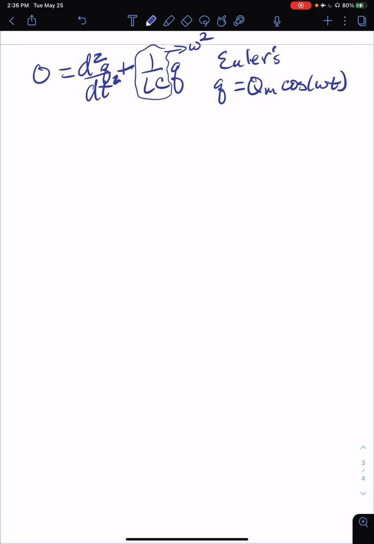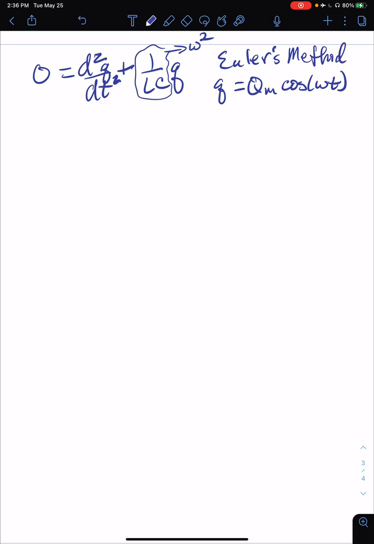So I had a little issue. Stopped the video earlier. So we noticed that we have this second derivative of charge with respect to time plus some constant times charge equals 0, which means it has to be a simple harmonic oscillator, meaning the junk that I've drawn a box around must be omega squared. Using Euler's, why did I just write the word Euler's? I meant method. Using Euler's method, you can make up a test function.